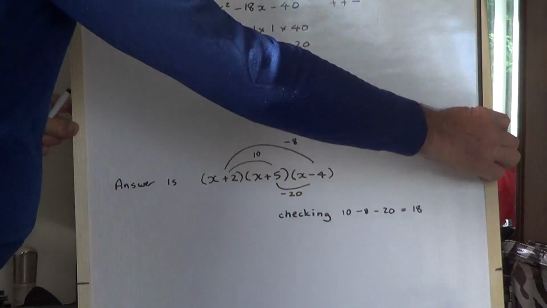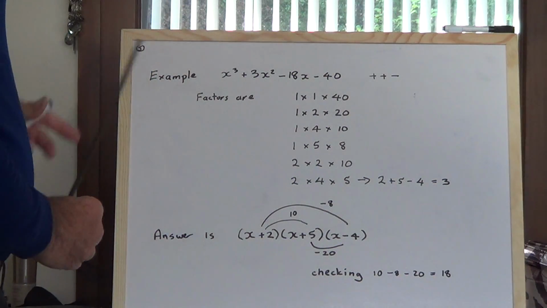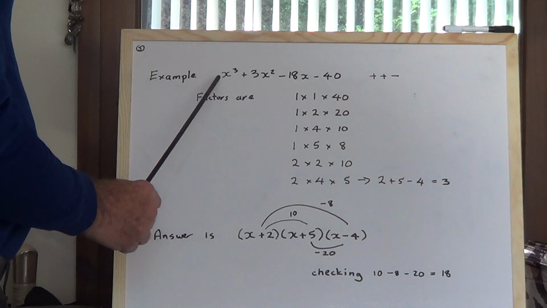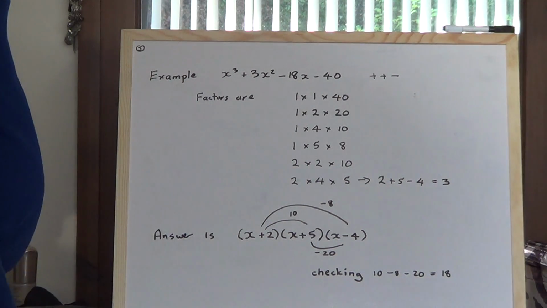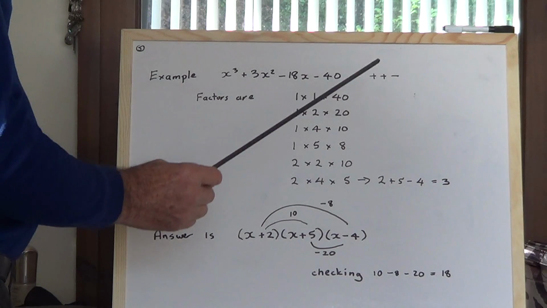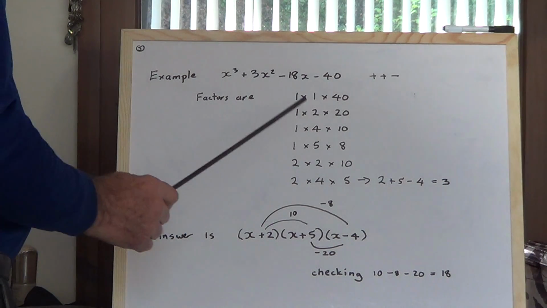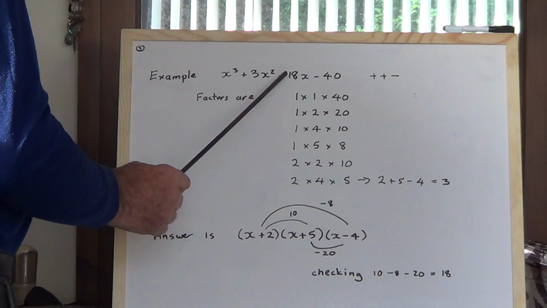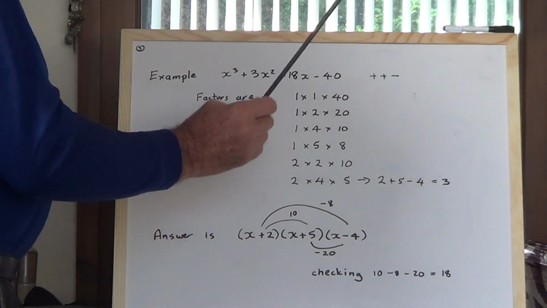we'll flip this over and we'll do this one. This is the next example. X cubed plus 3x squared minus 18x minus 40. The end is minus. Now, so we're going to see if it's 3 negatives. Well, to be 3 negatives, that would have to be a positive and that would have to be a negative. So it can't be 3 negatives, it can only be 1.